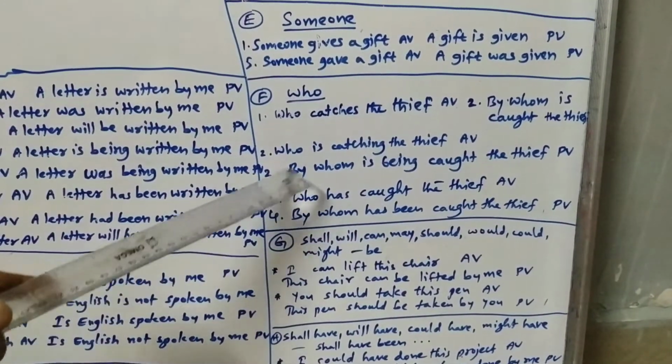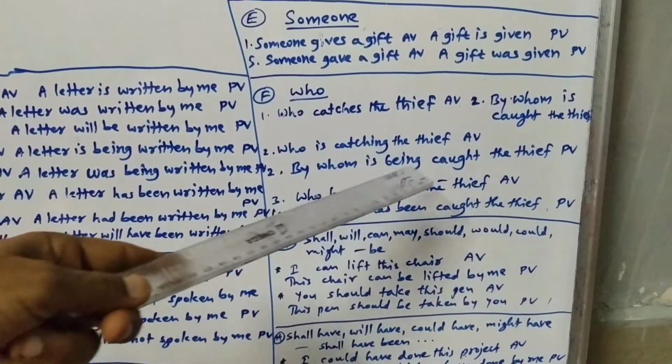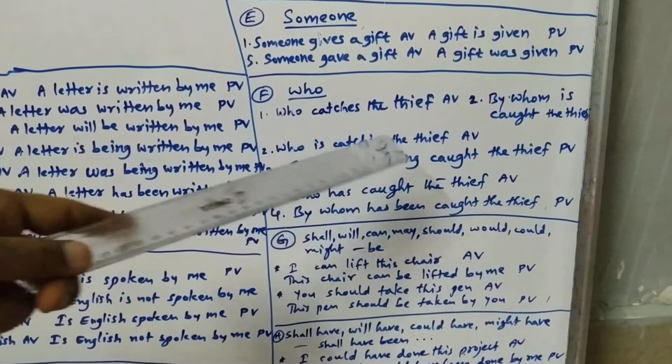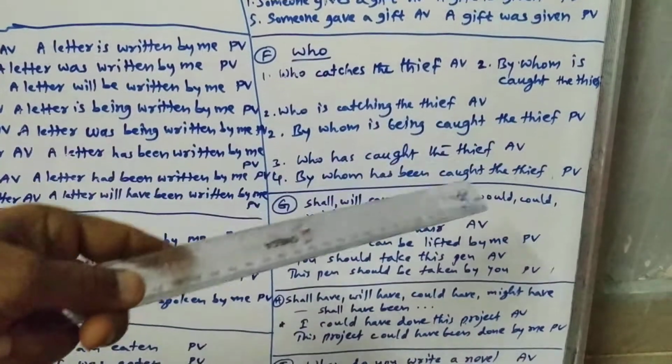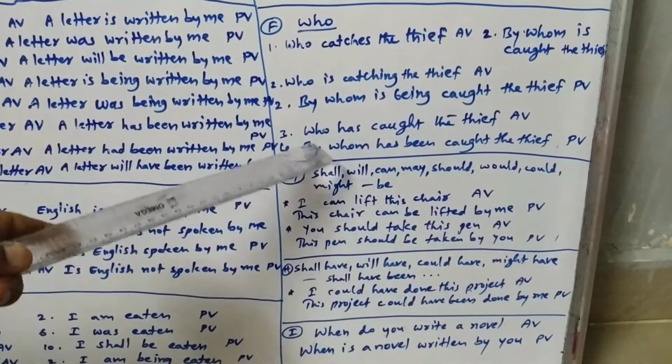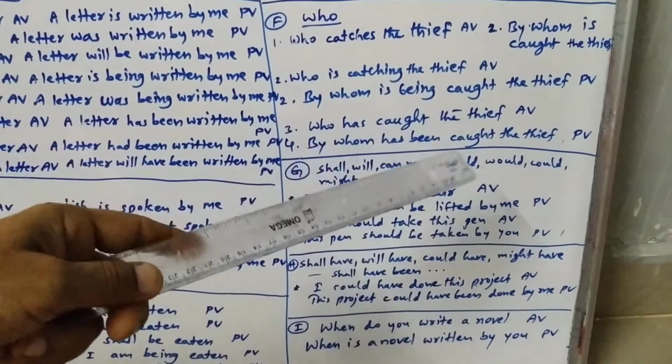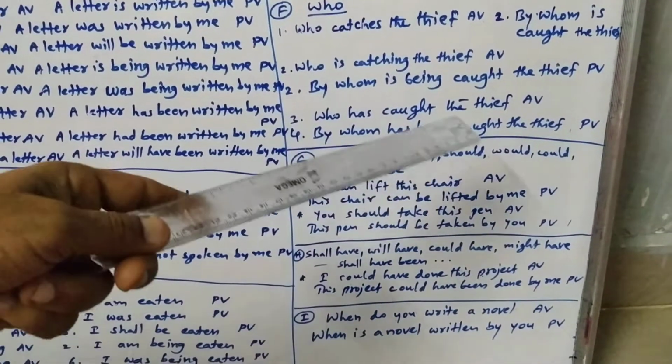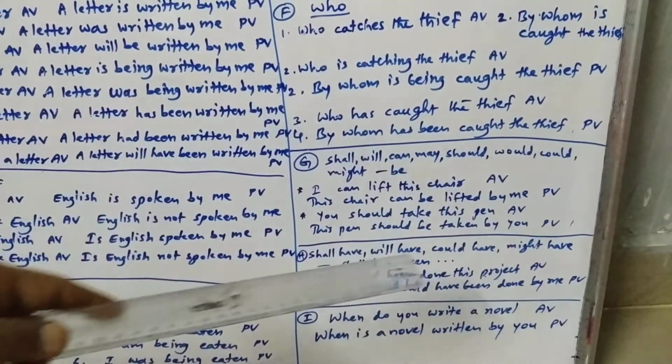Next, who is catching the thief? By whom is being caught the thief? Who was catching the thief? By whom was being caught the thief? Who has caught the thief? By whom has been caught the thief? Who had caught the thief? By whom had been caught the thief? Who will have caught the thief? By whom will have been caught the thief?